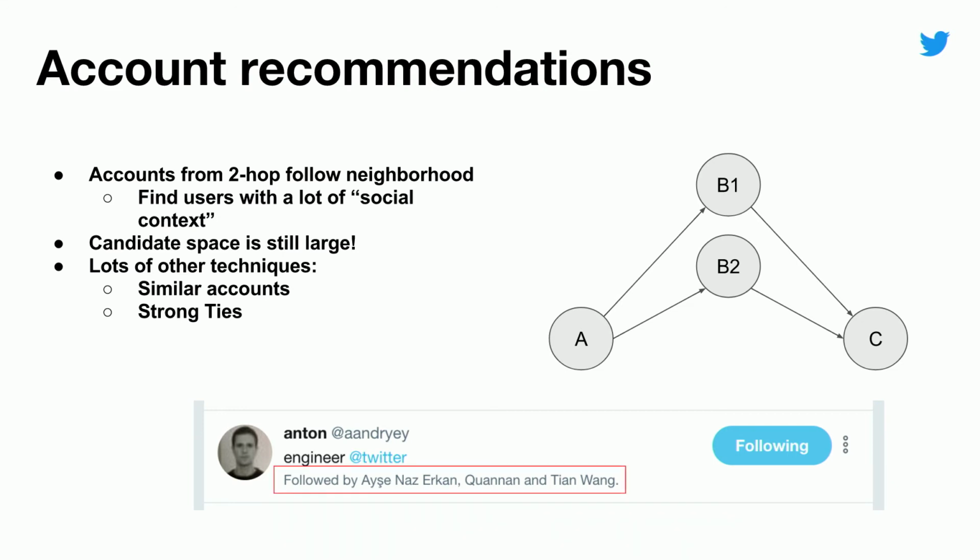There are lots of other techniques, but in this case, you can see that Anton is a candidate recommendation for me, and Anton would be the C in terms of the notation, and Anton is followed by some social context, Naz, Chan, and Tian. There are lots of other techniques that we can use to generate these recommendations, for example, similar accounts, determining strong ties between users, and so on.